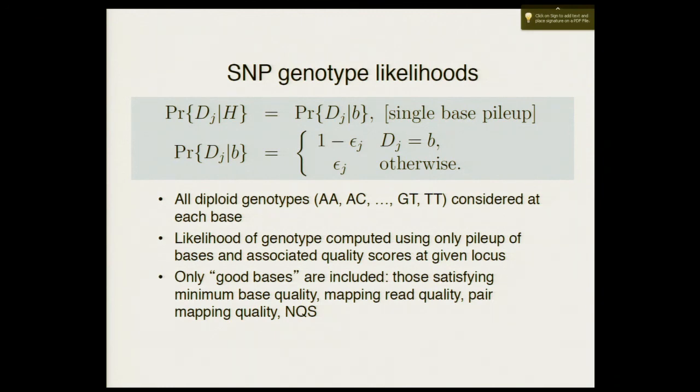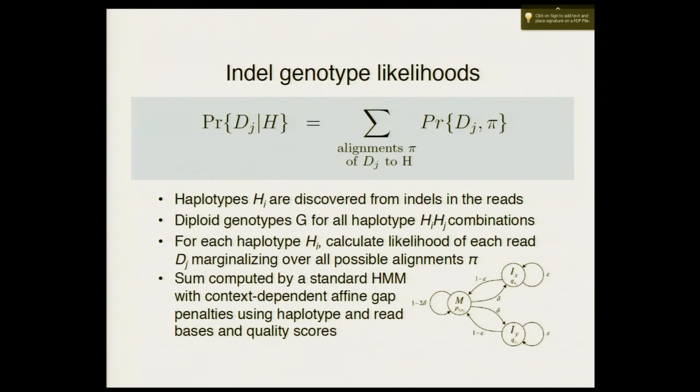Now, an important consideration is that for computing these likelihoods, we're pre-filtering the data, and we're only considering the bases that satisfy some quality threshold. So, for example, we discard all of the bases that have a quality lower than the minimum quality. We discard reads that have 0 mapping quality or a mapping quality lower than a certain threshold, etc. So we only consider the clean data that we have at a certain location.